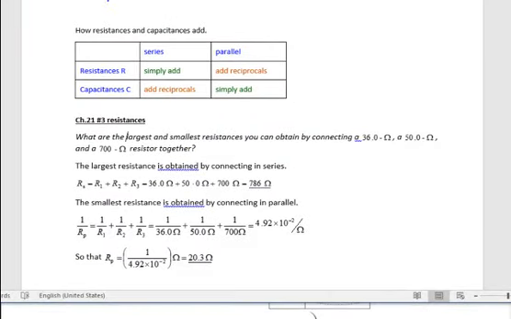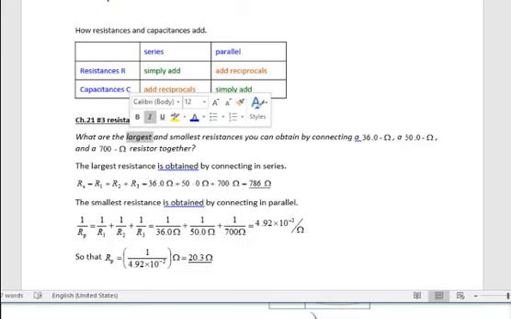In this first problem, I kind of like this problem. What are the largest and smallest resistances you can obtain by connecting a 36.0 ohm, 50 ohm, 700 ohm resistor together? The largest one is you simply put them in series, which is exactly what they do right here. 36 plus 50 plus 700 is 786.